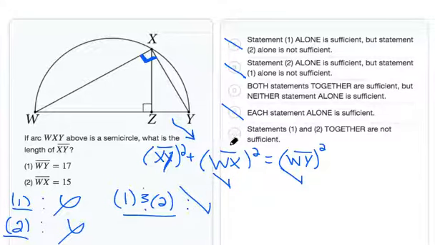So we can go ahead and eliminate answer choice E, and the correct answer would be answer choice C. Both statements together are sufficient, but neither statement alone is sufficient.